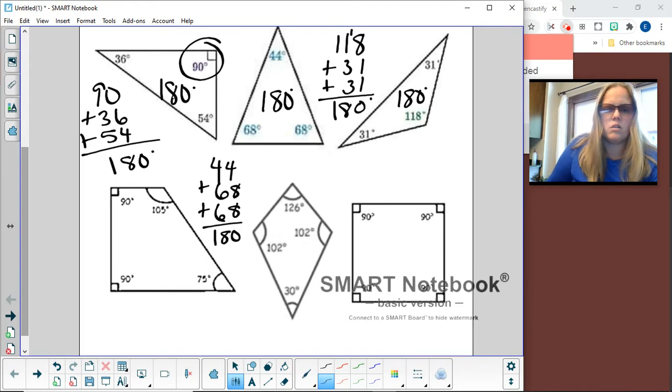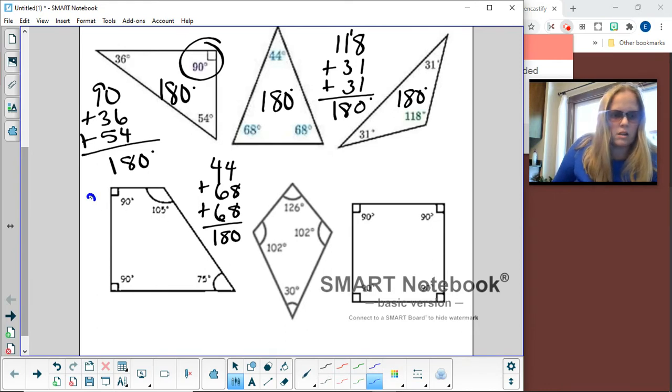So if you notice, all three of these triangles, we have a right scalene triangle, an acute isosceles triangle, and an obtuse isosceles triangle here. They are all totaling 180 degrees. But now we're changing into quadrilaterals. So I'm going to grab a different color and we will find the total of the quadrilaterals.